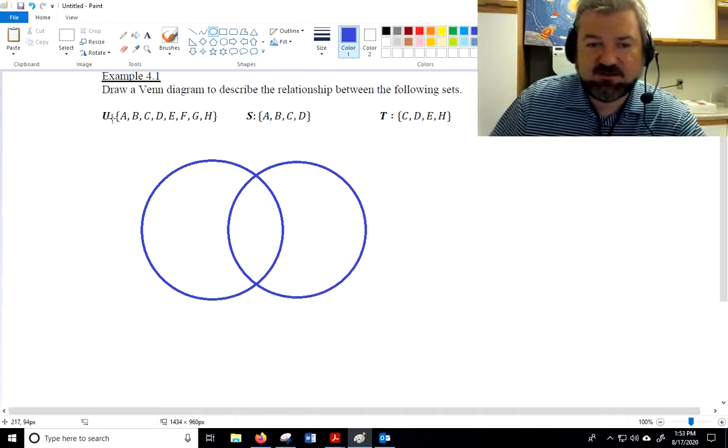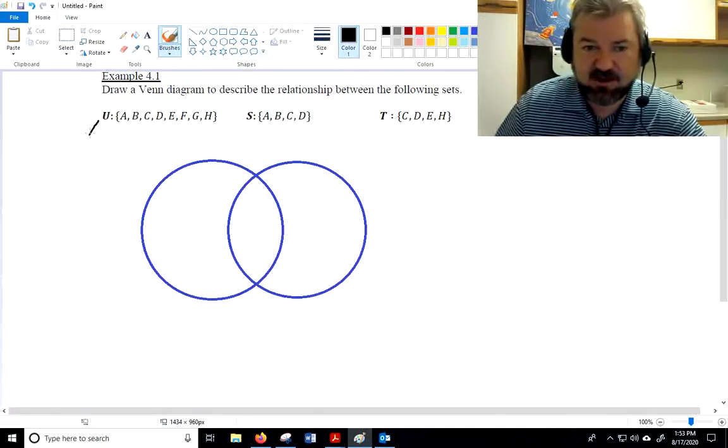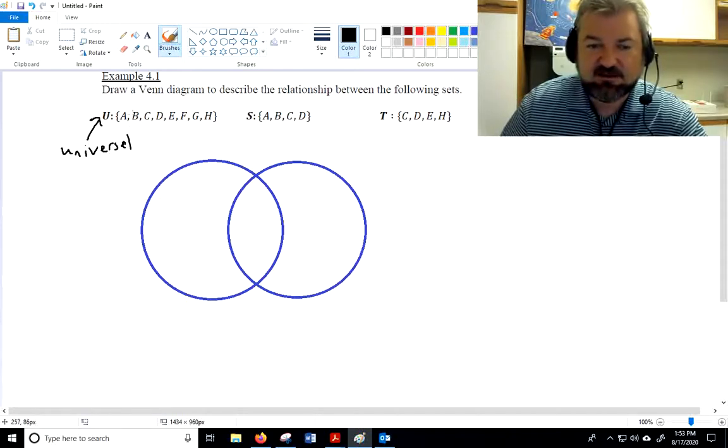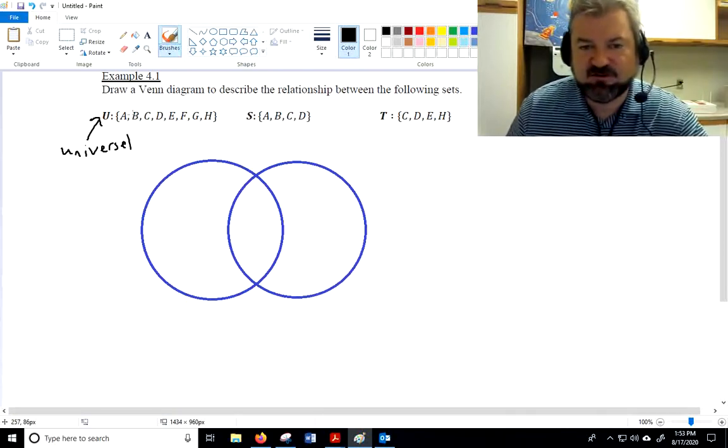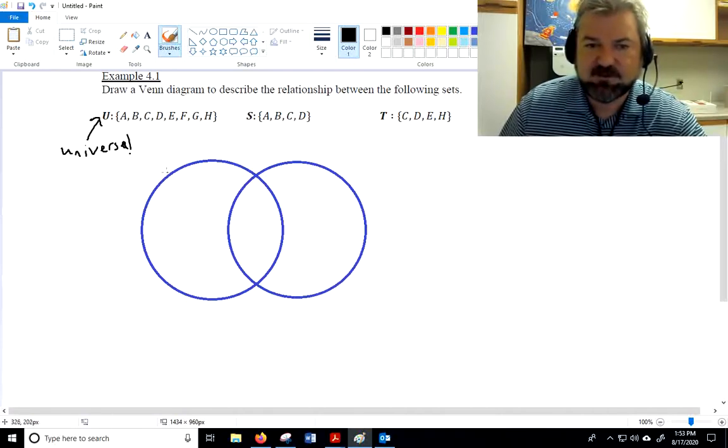Now, when I say U, I almost always mean the universal set, okay? To really discuss sets, we need to understand what the universal set is. And in math, the universal set is often the real numbers, and then we're looking at smaller subsets of that universal set. But here I'm giving you one whose members are actually these letters. So that's the universal set. That's all of them that we're going to be dealing with.